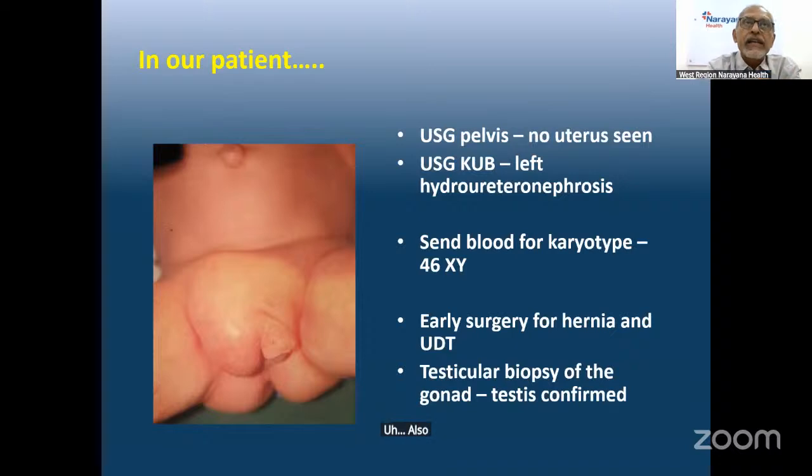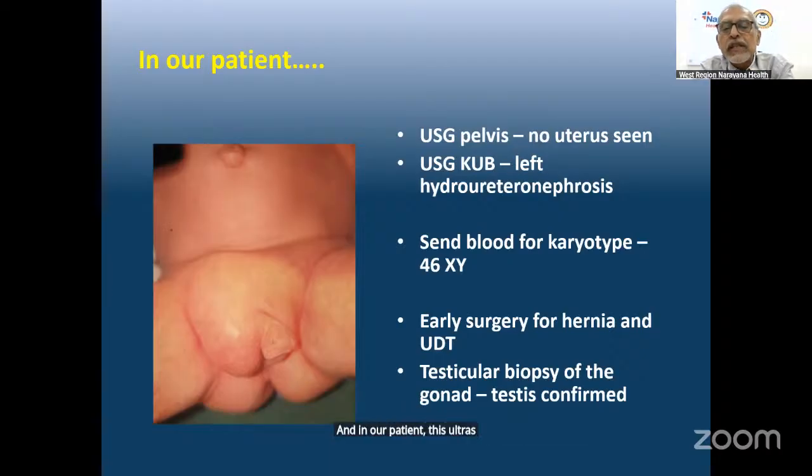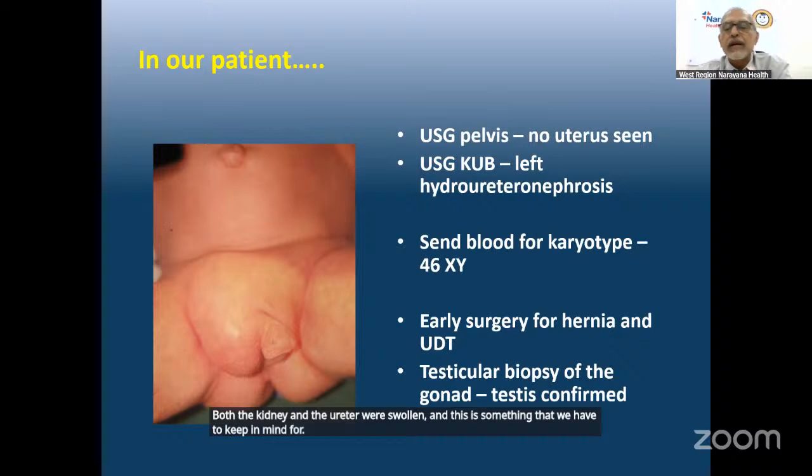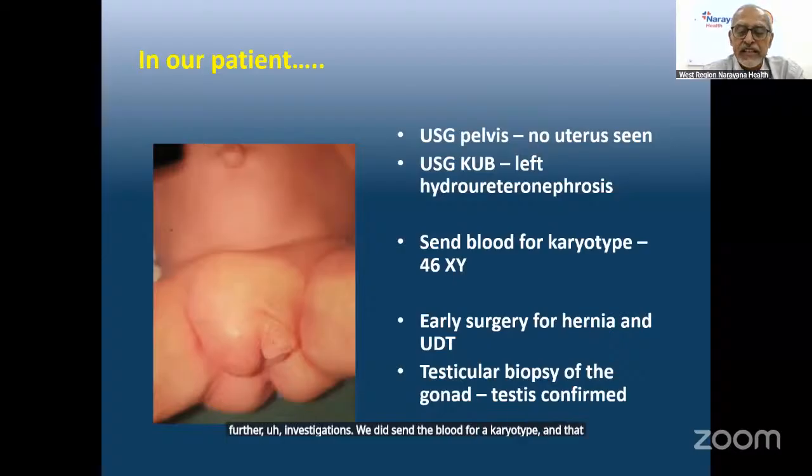Also, in a case of proximal hypospadias, it is important not only to do an ultrasound of the pelvis, but also an ultrasound of the kidney, ureter, and bladder of the renal system, because renal anomalies are common with proximal hypospadias. And in our patient, this ultrasound showed that there was a left hydroureteronephrosis. Both the kidney and the ureter were swollen, and this is something that we have to keep in mind for further investigations. We did send a blood for a karyotype, and that was a normal 46XY.